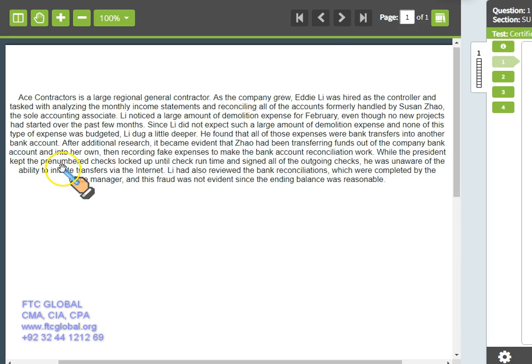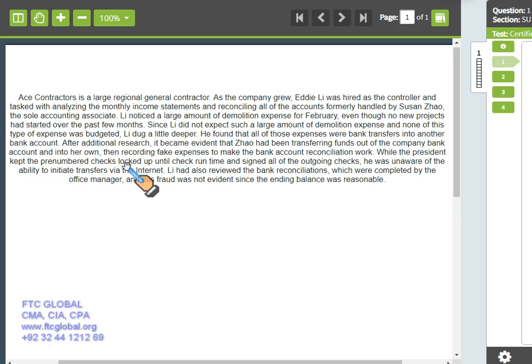While the president kept the pre-numbered checks locked up, pre-numbered checks, they are always like that. Whenever you receive a checkbook from the bank, the checks are pre-numbered, pre-printed. So he kept the pre-numbered checks locked up, that's a good control, until check run time. So checkbooks are tightly controlled. They are pre-numbered as usual, as all checkbooks are, and they are issued only when the checks are to be issued to the suppliers, and he signed all of the outgoing checks. He was unaware of the ability to initiate transfers via the internet. So there was a good control.